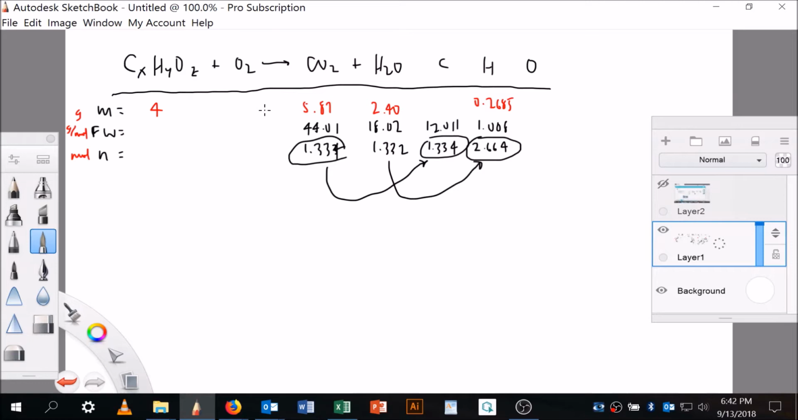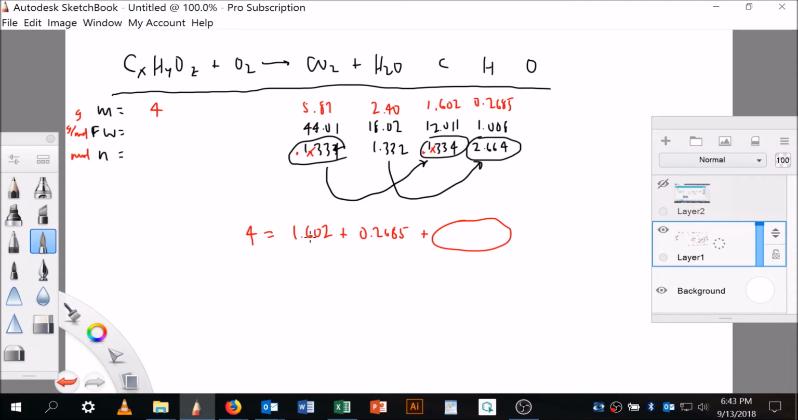5.87 divided by 44.01, 0.13. Ah, it's not 1.33, it's 0.133. Okay, sorry. Times 12.011 is 1.6. I was getting 16 grams here, and I knew that couldn't be right because I only started with 4, right? If I start with 4, it's going to be 4 is equal to 1.602 plus 0.2685 plus the amount of oxygen I got, right? Well, I couldn't have 16 over here. That wouldn't make any sense.